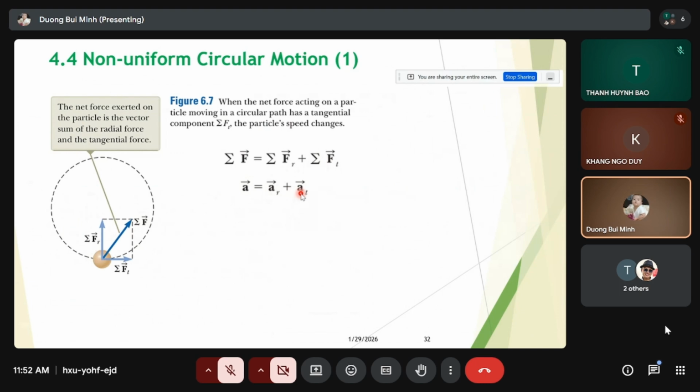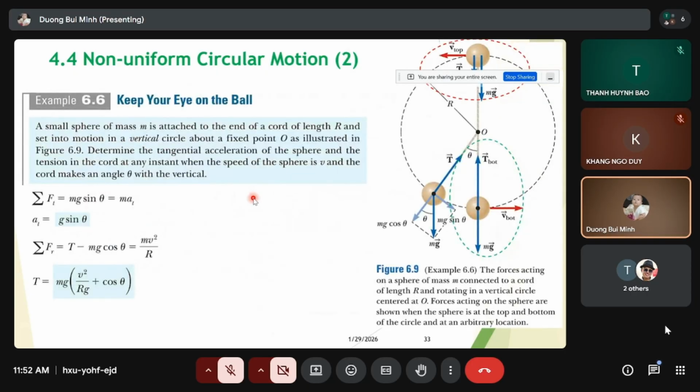For F_R we have the radial acceleration, and for F_T we have the tangential acceleration. We know how to calculate radial acceleration, and we know how to calculate tangential acceleration. After that, you can get the total acceleration. Example.